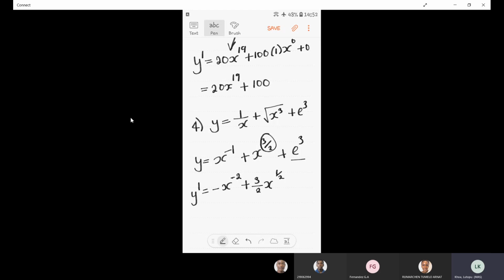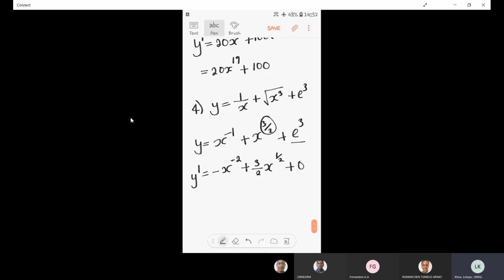And then e to the power of 3, that is a constant. So the derivative of that one is 0. Then you can just rewrite this. This is negative 1 over x squared plus 3 over 2 square root of x. And then that is your final answer. Okay, let's look at number 5.